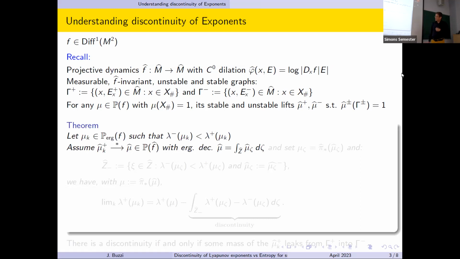Now we want to apply all this to understand the discontinuities. We take a sequence of ergodic measures mu k on the surface, and we suppose that they have two exponents. By compactness, passing to a subsequence if we need, we can assume that not only these measures but their unstable lifts converge in the weak star topology towards some measure, this mu hat. Here we don't assume anything special about mu hat. It will be an invariant probability measure, but it doesn't have to be ergodic, so it has some ergodic decomposition, which I wrote in some way.